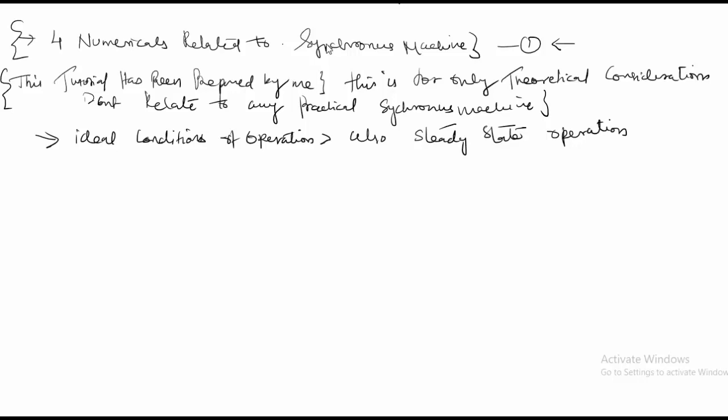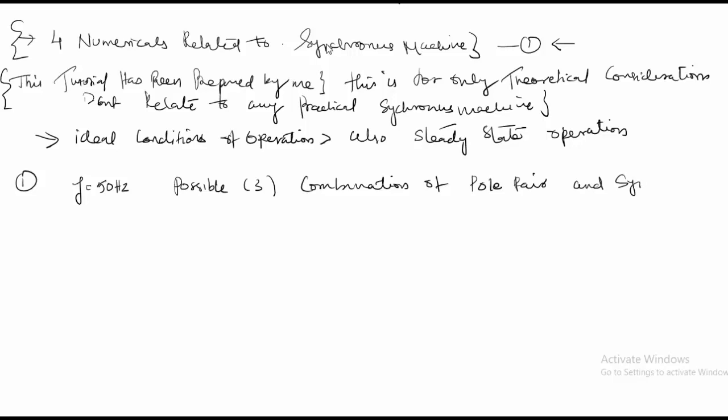So the first question is, for a synchronous machine whose frequency is equal to 50 Hz, this is given, and the question is to find 3 possible combinations of pole pair and synchronous speed. So only the frequency is given.